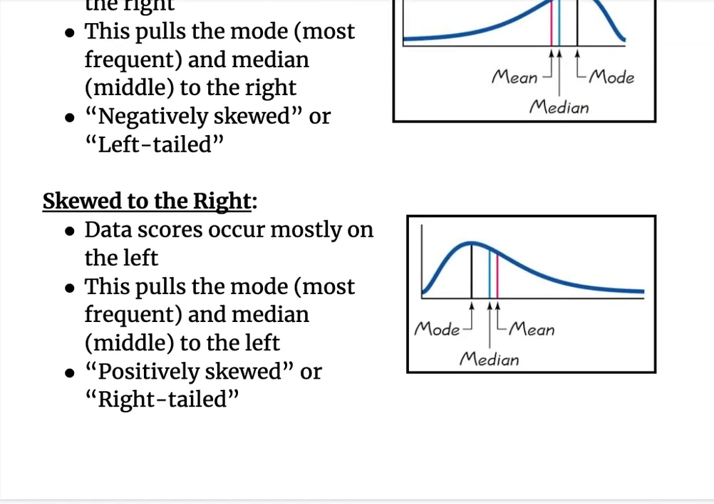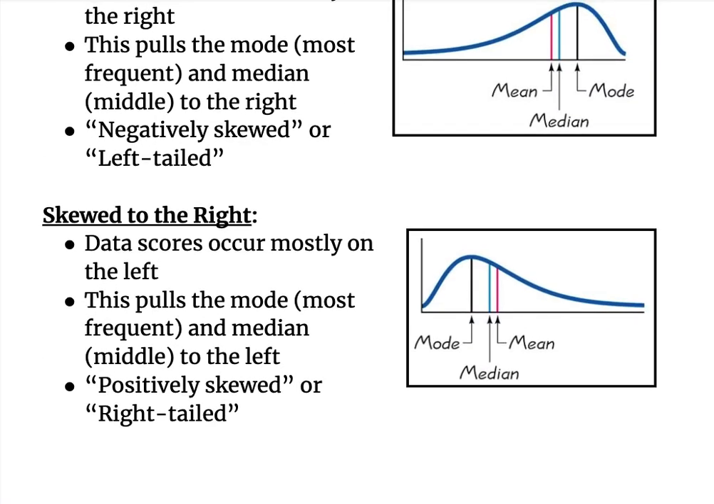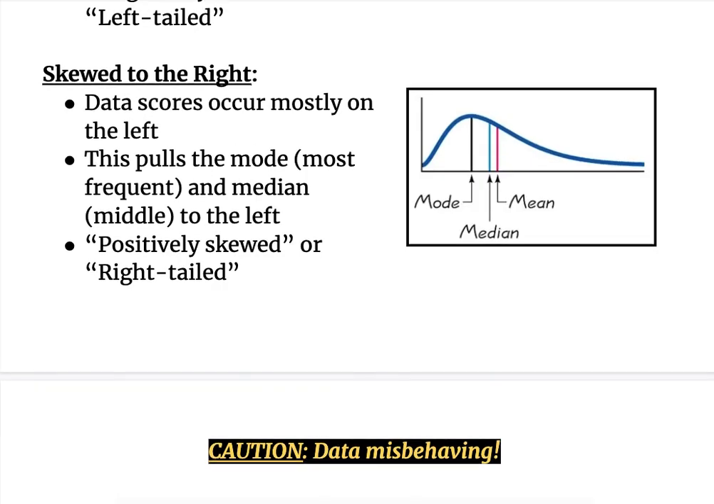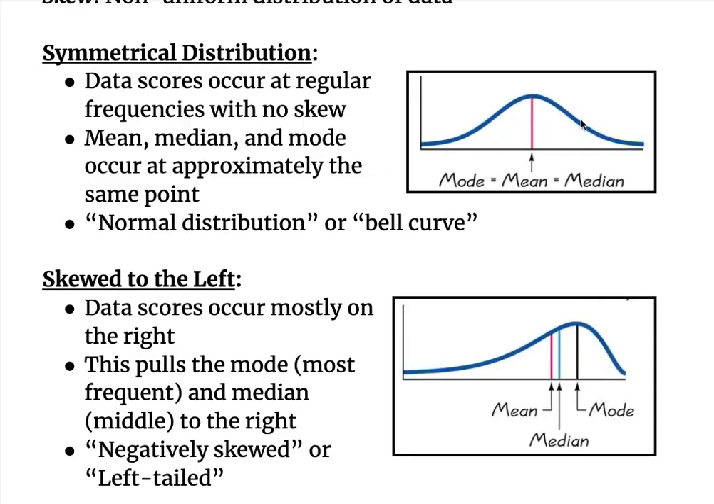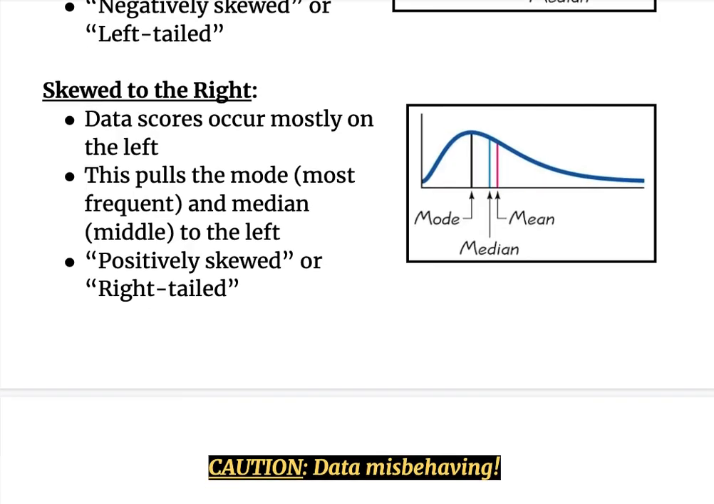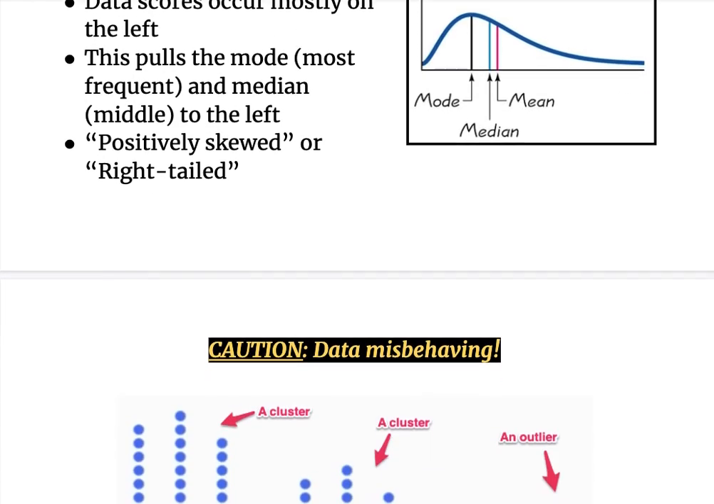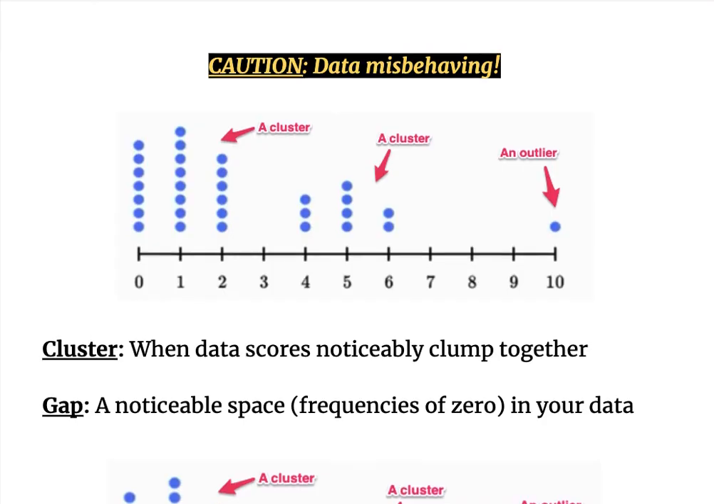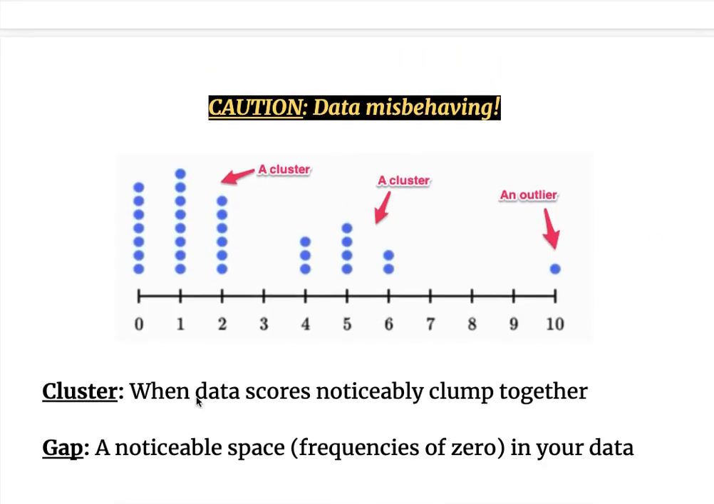And then we're going to talk about the individual scores in these data distributions. So caution, up ahead is data misbehaving. Remember, what's normal distribution is just a nice bump in the middle for your bell curve. Everything's symmetrical on both sides. However, when data is misbehaving and doing some weird things, we do have other vocabulary words we have to talk about. So first up, a cluster.